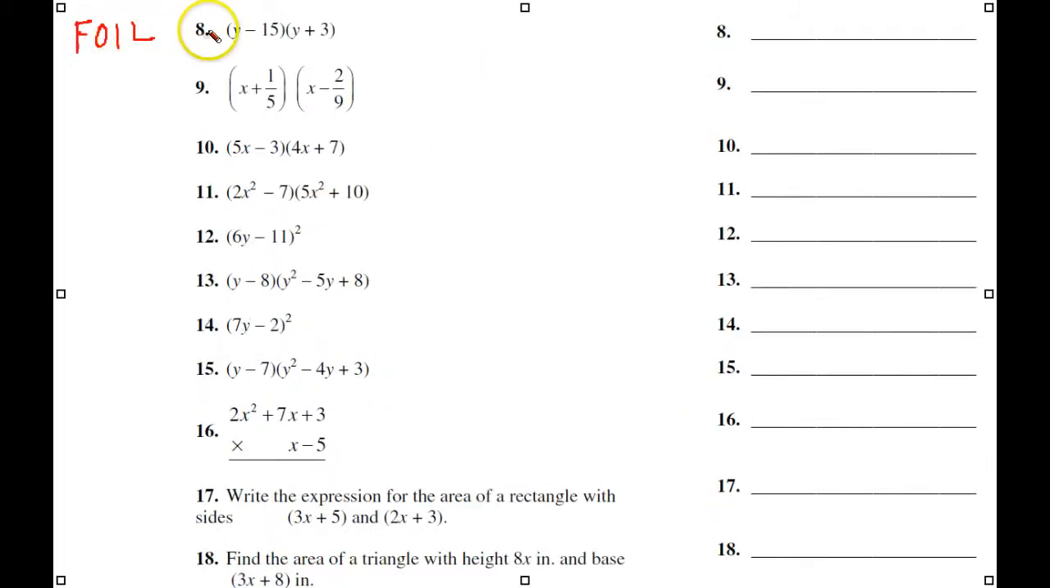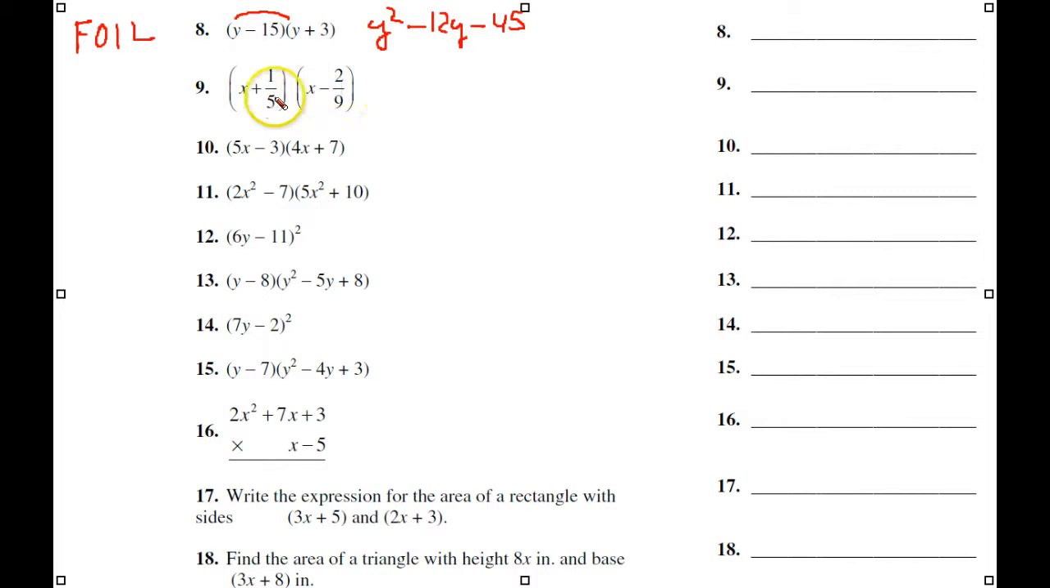Now, as we go into number 8, where we're multiplying binomials by binomials, remember the FOIL. So our first, y squared. Our outers, a positive 3y. Our inners, a negative 15y, which results in a negative 12y. We do that part mentally, and then we end up with a negative 45 for our last.